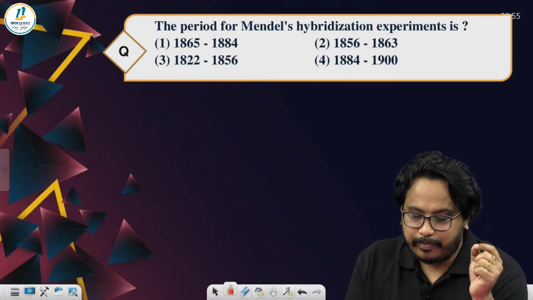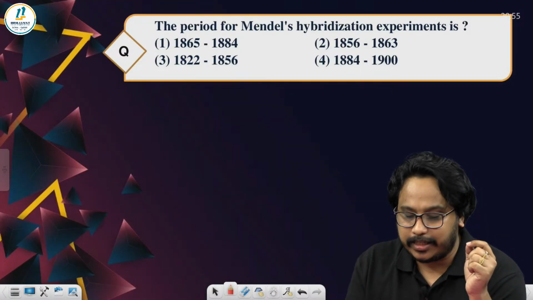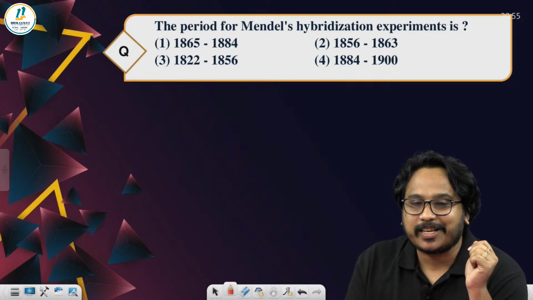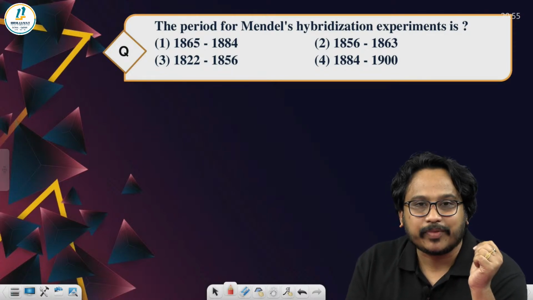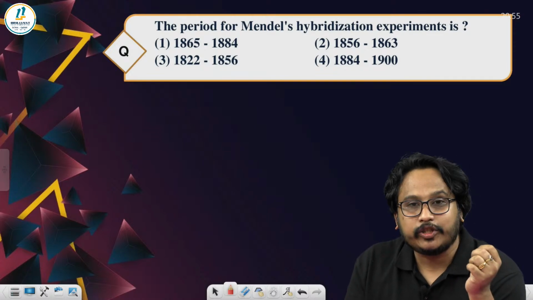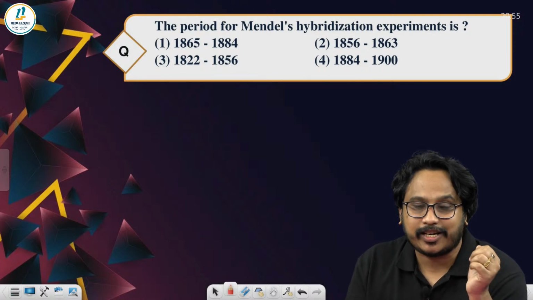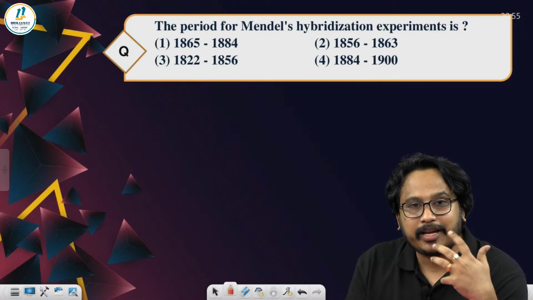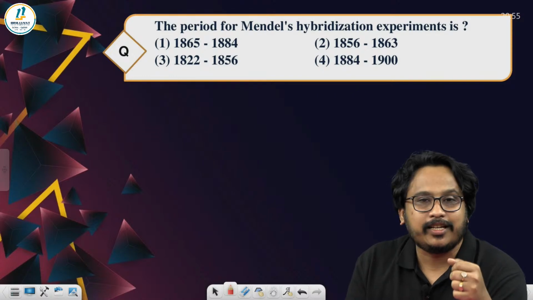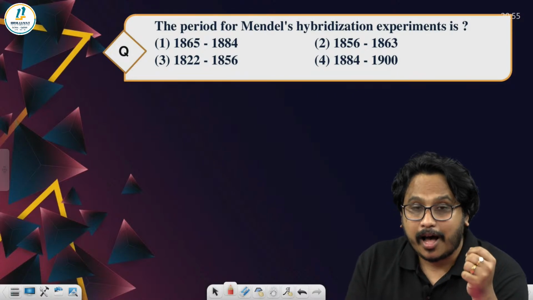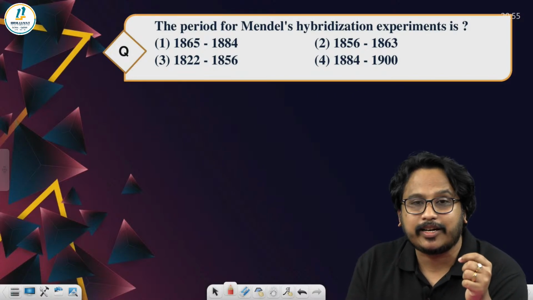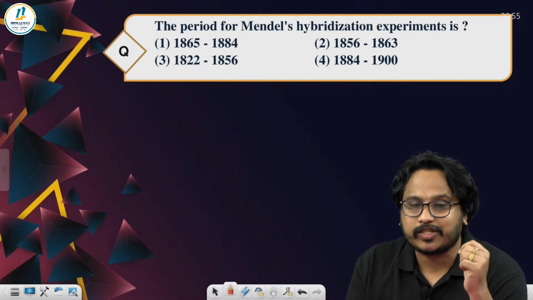Next question, the period for Mendel's hybridization experiment. Can you please comment what is the answer for this question? You may be knowing about Gregor Johann Mendel from Austria. He is considered as the father of genetics. He was actually bringing a lot of research in the inheritance mechanism, how the characters are getting inherited from one generation to the next generation.